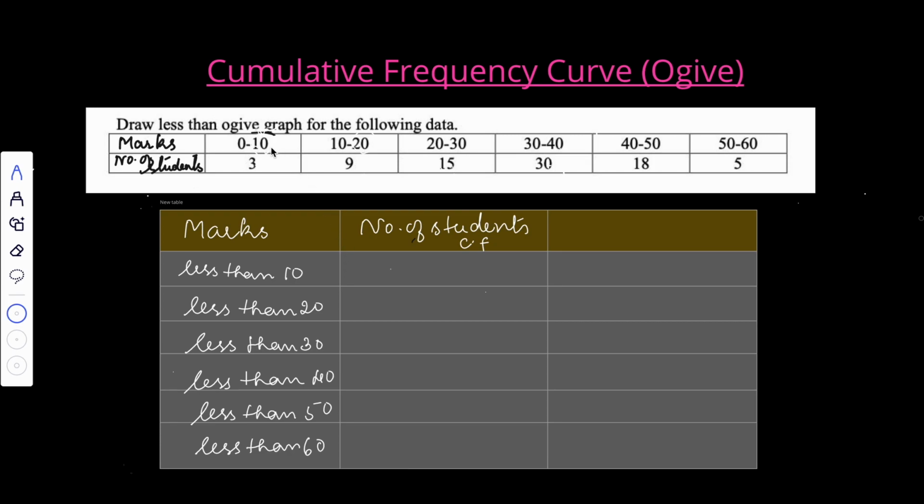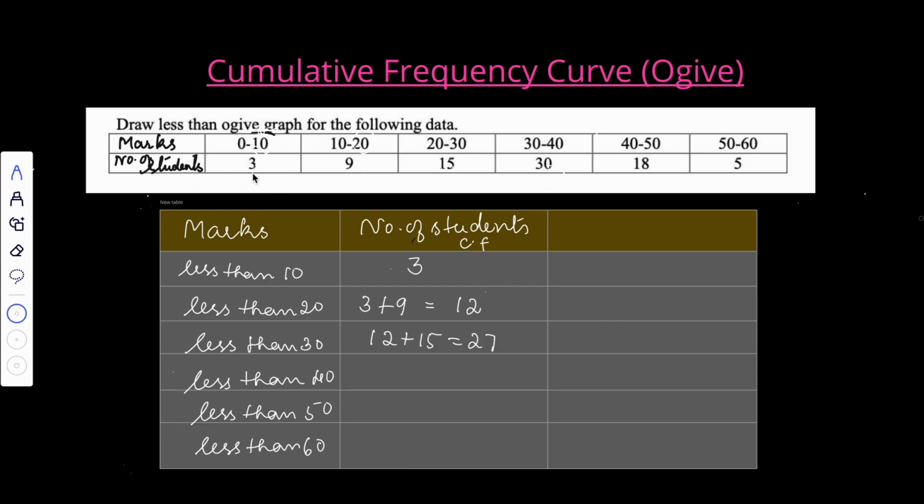Now here, less than 10, we have 0 to 10, that is 3. Less than 20, these 3 children also got less than 20. So it is 3 plus 9, that is equal to 12. Less than 30, these 3 plus 9 children also got less than 30, which we already added. So 12 plus 15, we are getting 27.